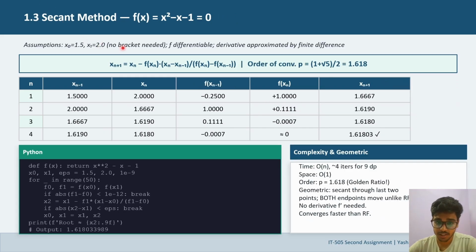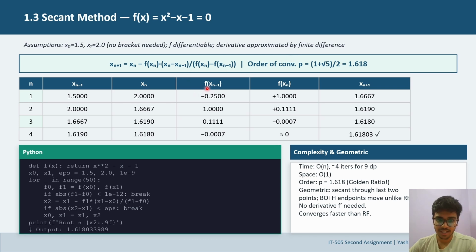Secant method. Assumptions: two starting guesses, x0 = 1.5 and x1 = 2. No bracket needed. f is smooth near the root. No derivative is required. The formula is xₙ₊₁ = xₙ − f(xₙ)(xₙ − xₙ₋₁)/(f(xₙ) − f(xₙ₋₁)).